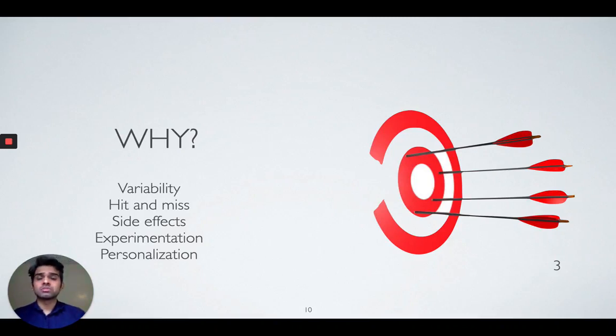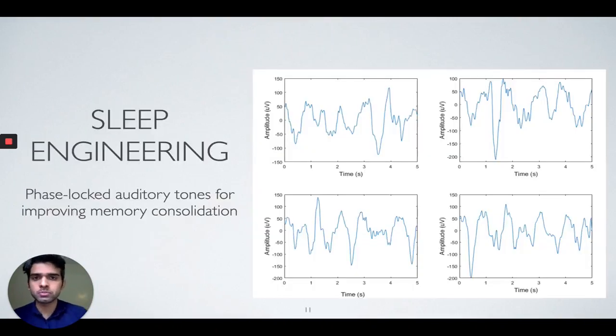And also, closed loop stimulation platforms could help with experimentation and finding the right biomarkers, and ultimately provide a more personalized brain stimulation tool for each user, as every one of our brains is different, so we would each need a different stimulus protocol. So that's the why of closing the loop.